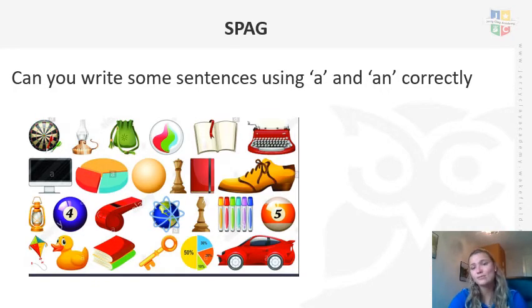Finally, I'd like you to write some sentences using a or an. Now I've given you some pictures here that you might want to use in a sentence. Alternatively, you can come up with your own sentences to really challenge yourself.